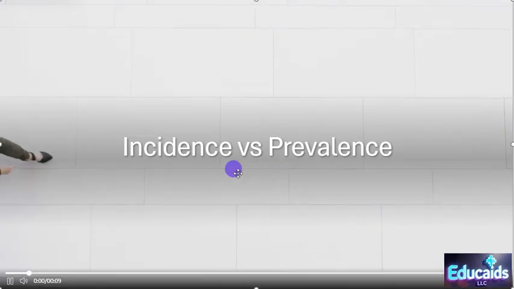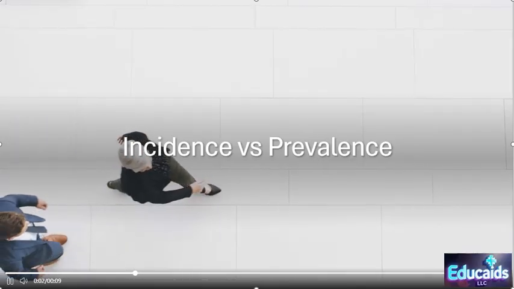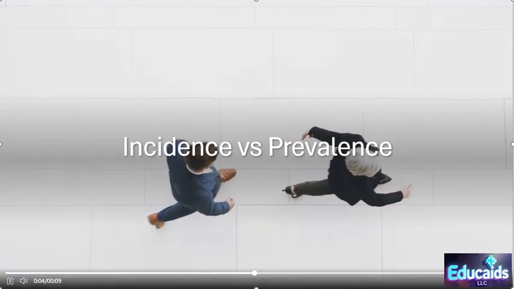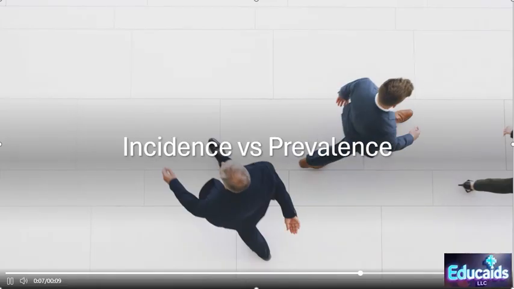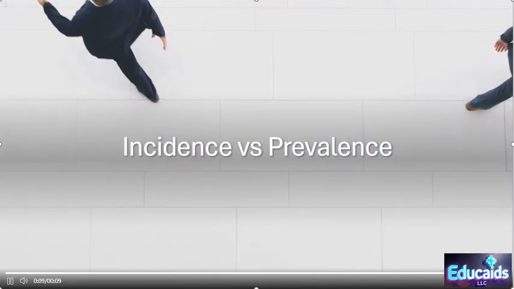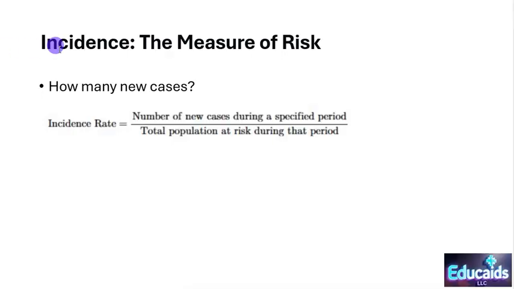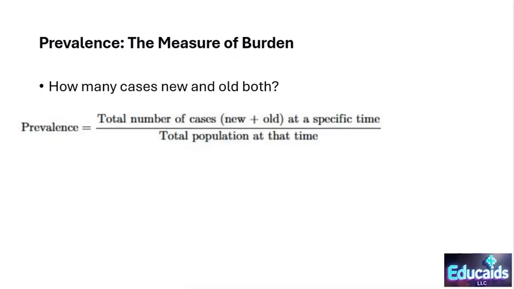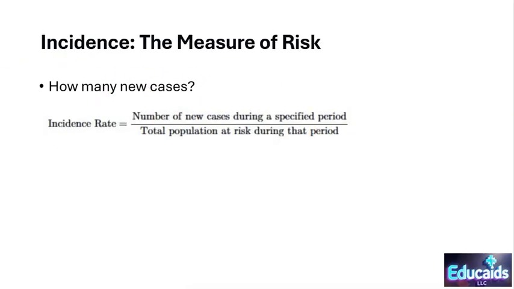All right, so incidence and prevalence. Sometimes these are difficult definitions to be able to tell the difference between the two. We do use them together. So incidence, the measure of risk. How much at risk are you to get a new case or to get a disease? Prevalence is the measure of burden. So how many cases, new and old both? See this right here, new and old both. So how prevalent is it altogether? Incidence, how many new cases?